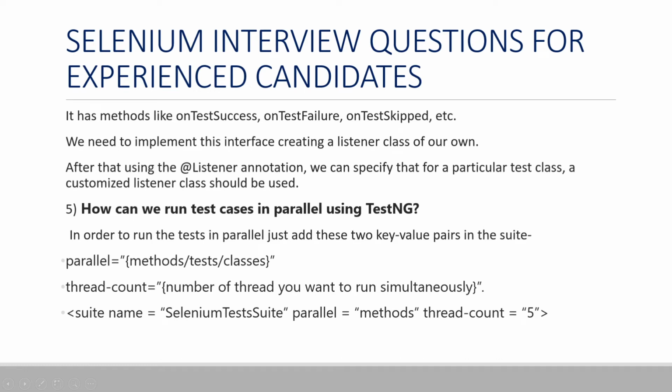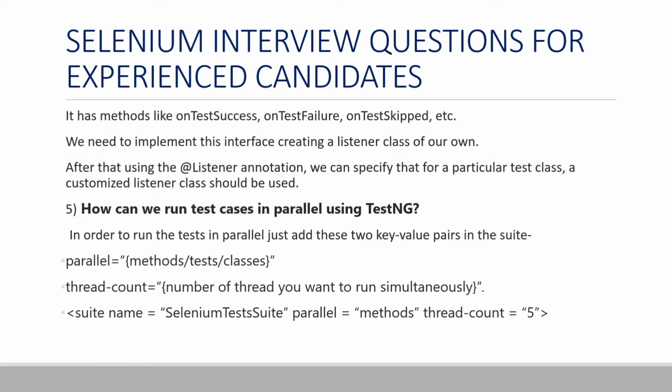If my test method got passed, I want to add some log. With the help of this onTestSuccess I can provide some log. If my test method got failed, with the help of this onTestFailure I can provide some log to print inside our console. In the same way, if my test case got skipped, I can print some log inside my console with the help of this onTestSkipped.